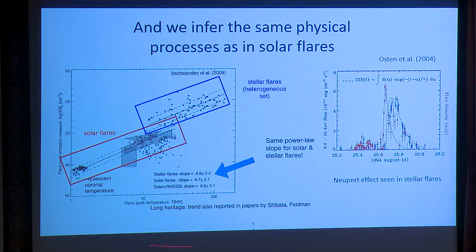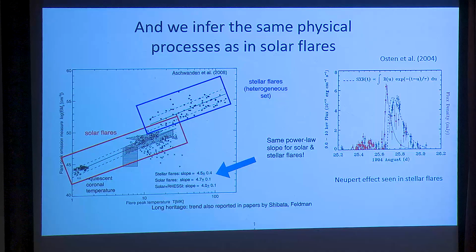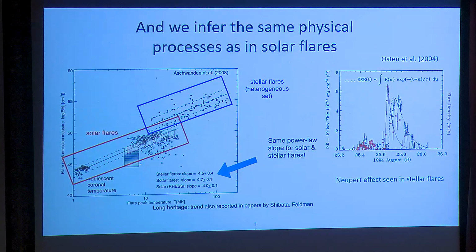So the plot on the left is from Ashwaubenon, 2008. There is a long heritage of making temperature emission measure plots for solar and stellar flares. This is a collection of different types of solar flares, different types of stellar flares, a very heterogeneous set. What is remarkable is that they have the same power law in this temperature versus emission measure. The stellar flares, by and large, are significantly hotter, and they have significantly higher volume emission measures. And that could be because either they're denser, the coronae are denser, or the volumes are larger.